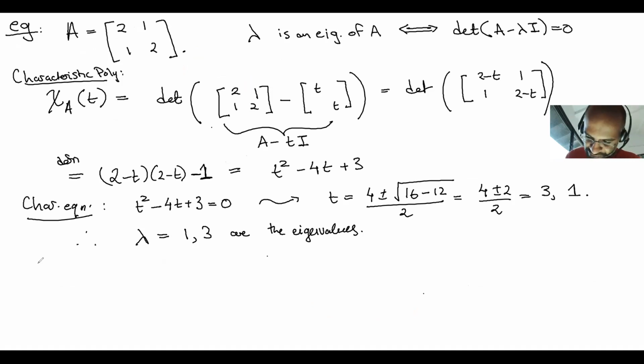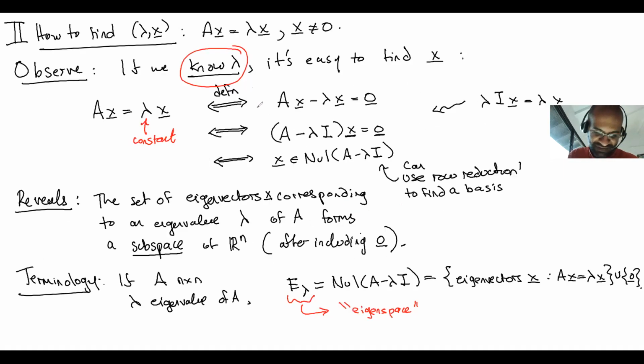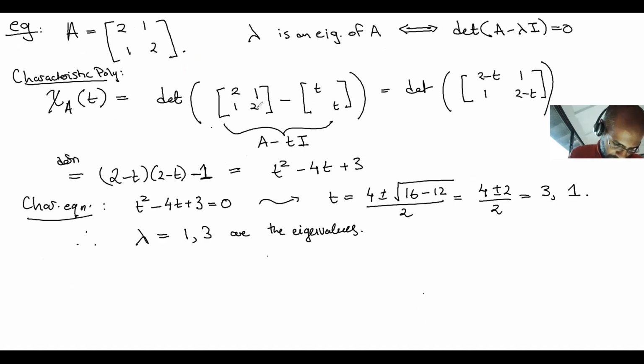Okay, but now this is good, right? Because remember, given the eigenvalues, it was pretty easy to find the eigenvectors. You just do row reduction, right? The eigenspaces are just null spaces. So this was step 1. Let's call this step 1, finding the eigenvalues. And now step 2 is, well, we know the eigenvalues, so now we know how to find the eigenspaces.